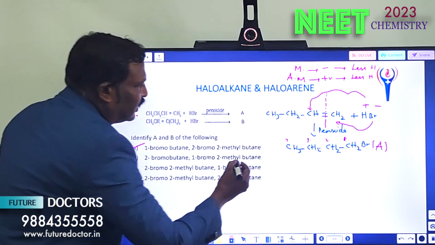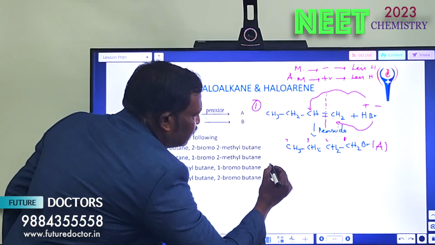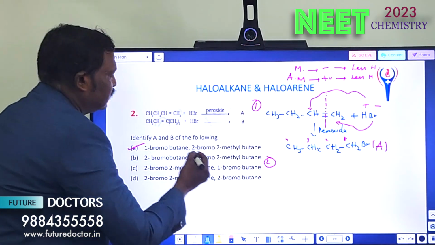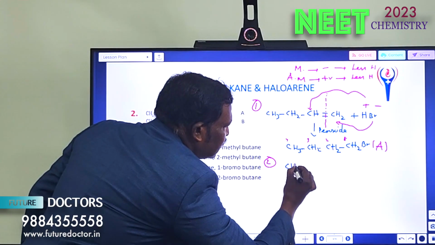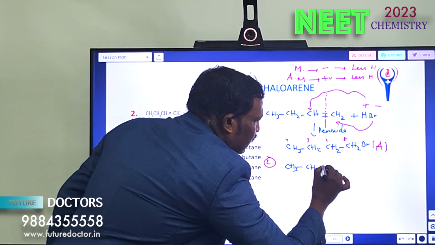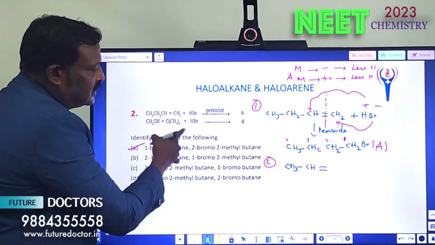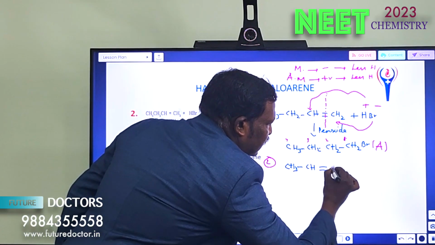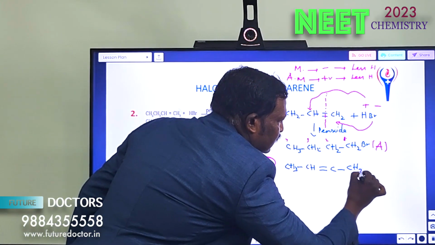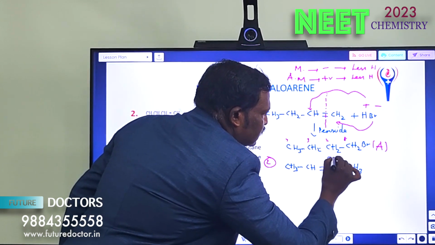So this one compound is given. This is the first one. The second one. Okay. So here see that CH3, CH, double bond. Here to the carbon, 2 CH3 is attached. Then only you should split and write. Then only you can answer. Okay. So here CH3. Understood?